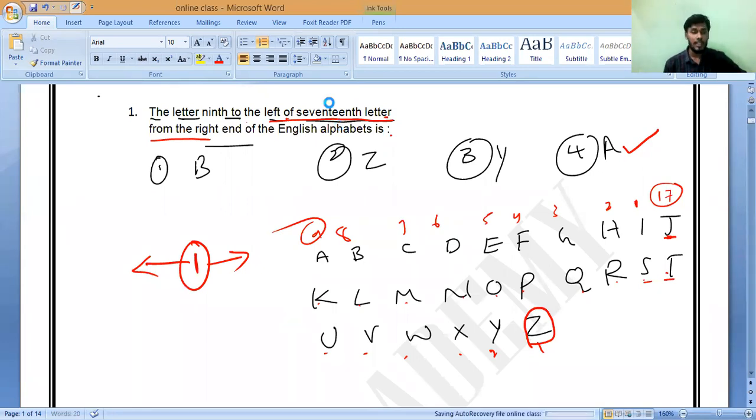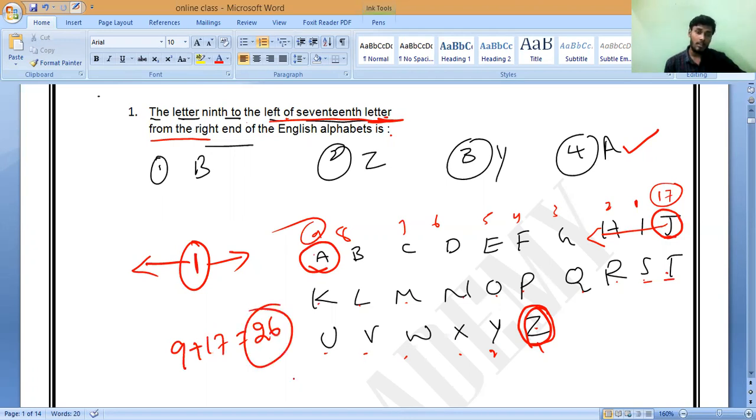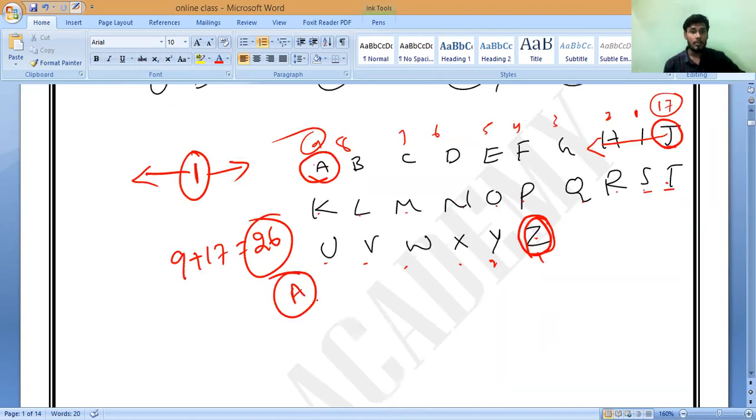You see, they are saying the letter 9th to the left of 17th letter from the right end of the English alphabets. As we know, this is the right end and this is the left end. So right end to 17th letter means it will come as J. So now from the J letter, what is the 9th one to the left? You see, 9 plus 17, how much is it? Which is equal to 26. 26 means which letter will come?